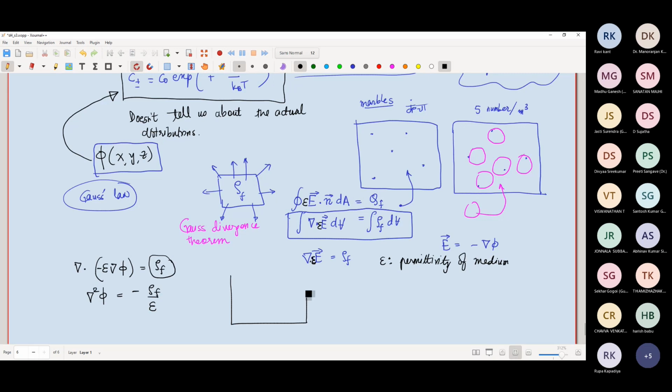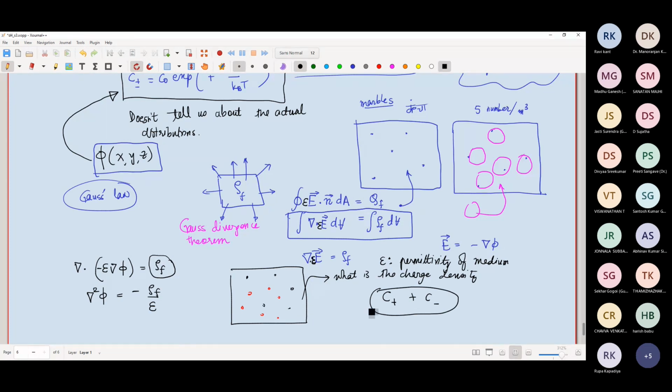Now if this particular box contains some positive ions and some negative ions, the question is, what is the charge density? If I were to only find out the density, it would be simply the sum of C plus and C minus. What is the total density of this region? It would be the sum of these two densities.